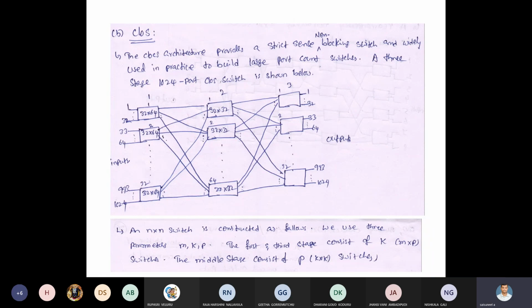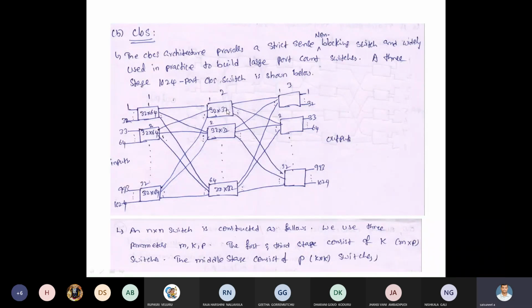Suppose we need to connect from 1 to 1 here, there is a direct path. For 1 to 33, we go from the first stage to the second stage to the third stage. Likewise, we have to connect without blocking. Here, the number of inputs and outputs for the first and third stage is M into P: M customers on the input side and P on the output side. For the middle stage, it is K cross K, with K input ports and K outputs.